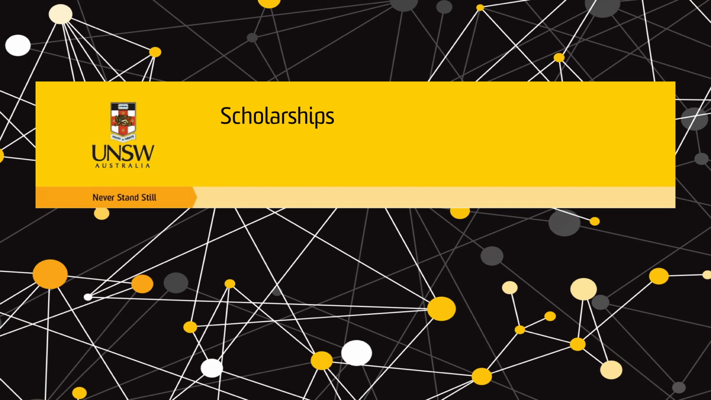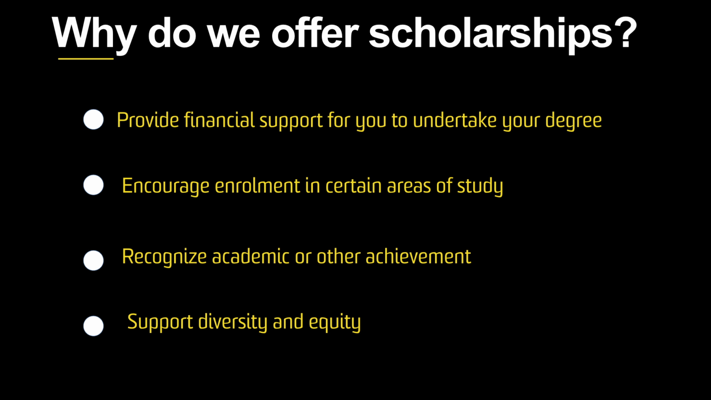So it is possible to hold multiple scholarships at the university. UNSW provides a lot of scholarships, and there are many reasons why students get them. First and foremost, it's to provide financial support to the students. That ranges between $2,000 and $25,000 per annum, and that can make a large difference to a student and how they get through university.